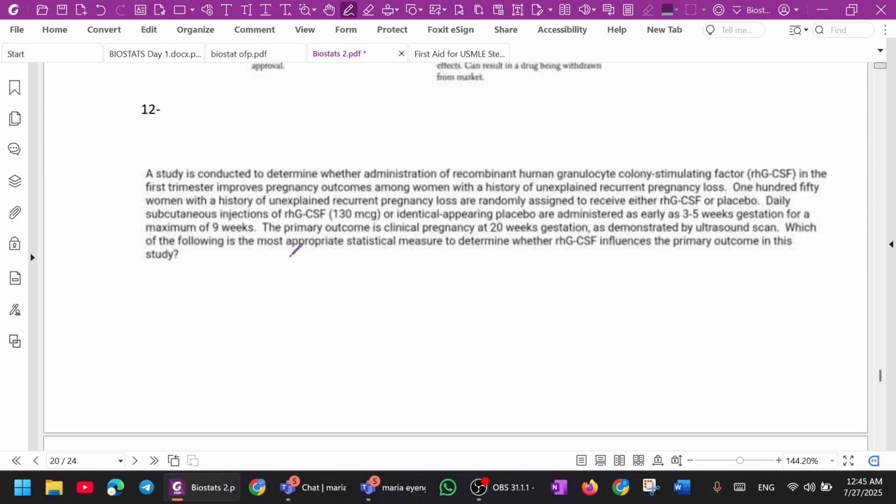Which of the following is the most appropriate statistical measurement to determine whether recombinant human granulocyte colony stimulating factor influences the primary outcome in this study?